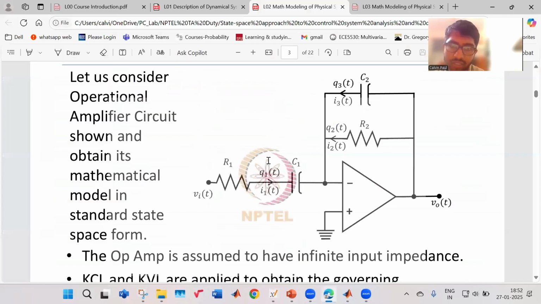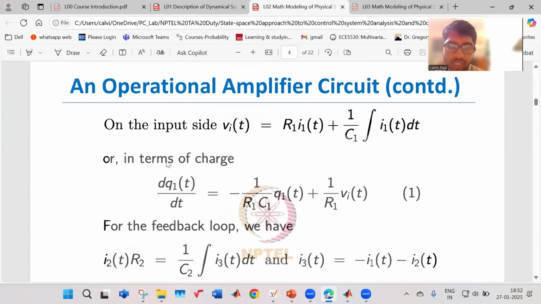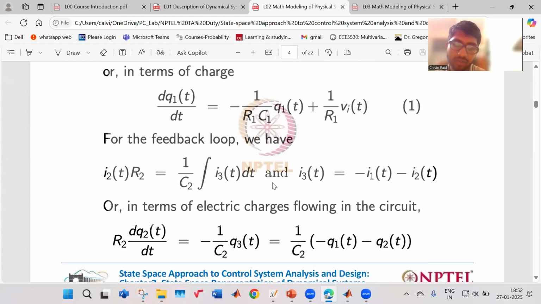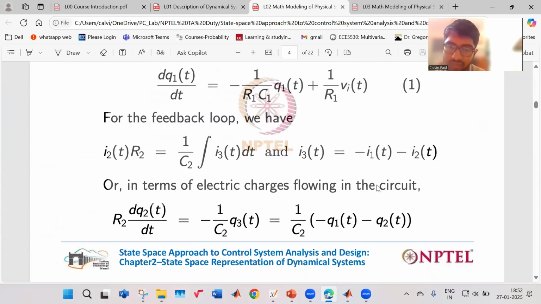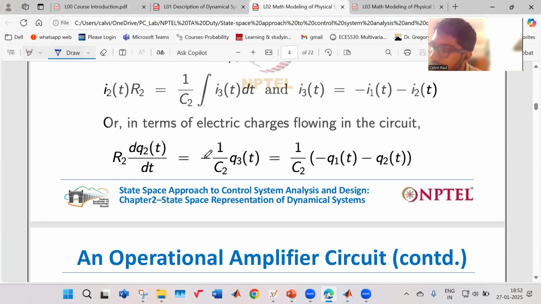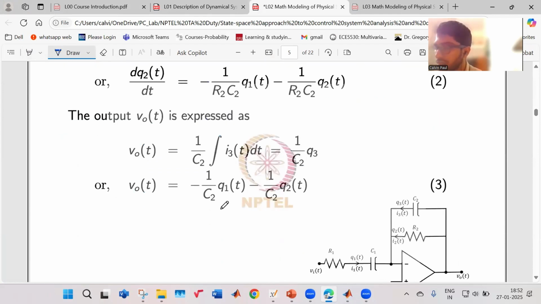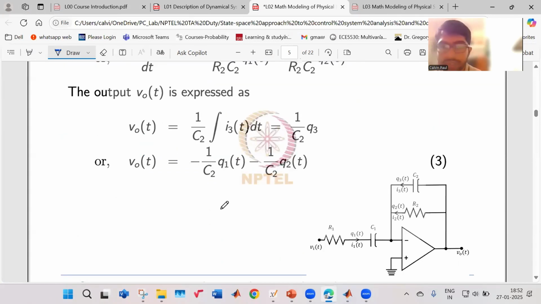So that's how Sir derived it. What has Sir written? The op-amp is assumed to have infinite input impedance. And then he wrote all these equations, dq1/dt, the feedback loop, and then in terms of electrical charges. Okay, this actually had a mistake. This actually is plus. And then it becomes 1 by C2 times Q1 minus Q2. This is fine. Okay, and these are the expressions and this is the equation. So any doubts in this?